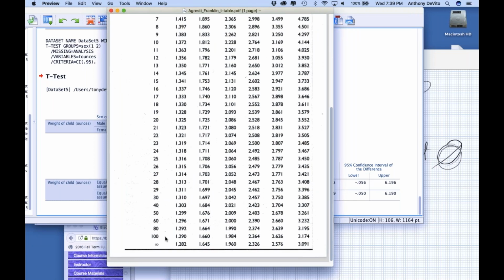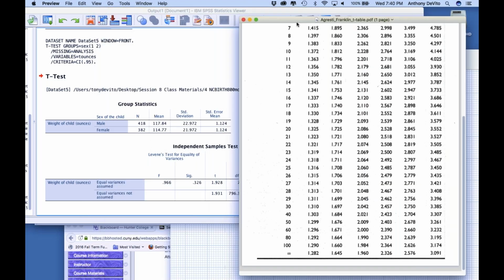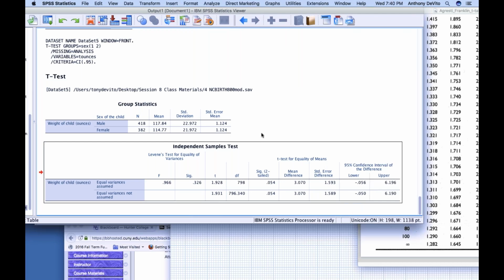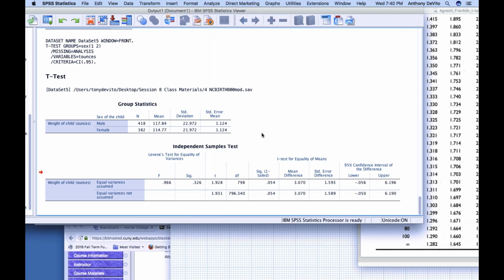Well, my table only goes up to 100. Look what happens once you get past 100. It gets so close to 1.96 that most statisticians might just use 1.96 because it's such a large sample size. SPSS is not just any statistician. SPSS is a machine, so it will actually calculate it, even if it's only the tiniest difference.